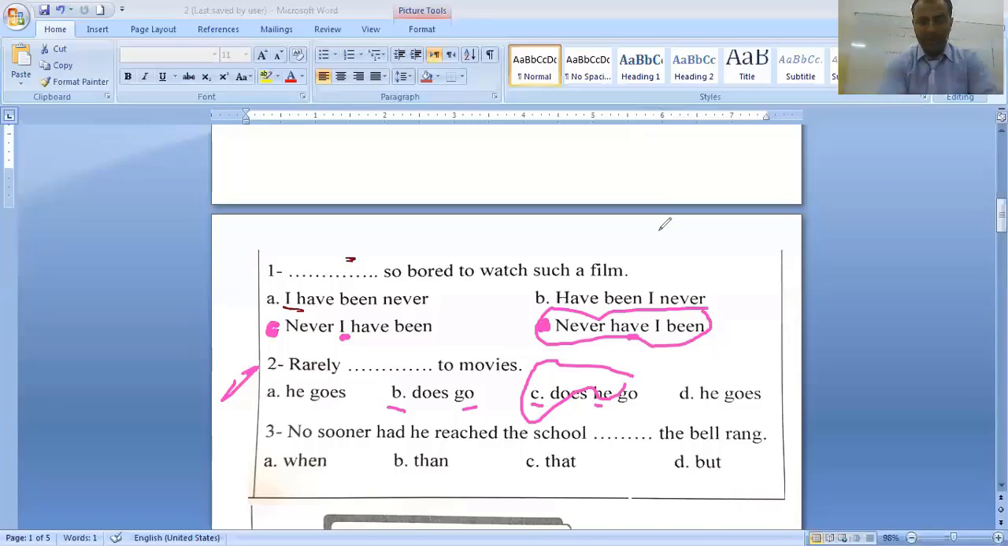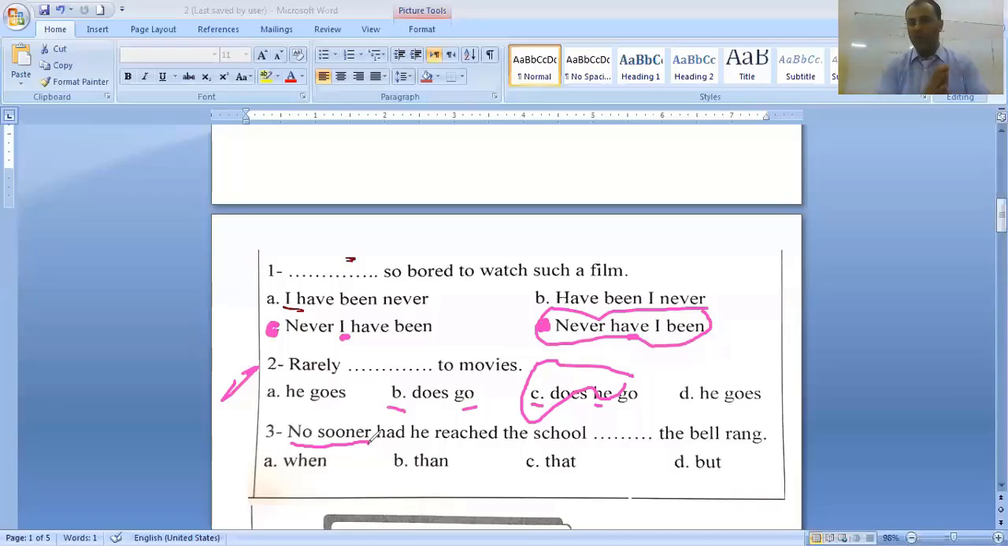Now we move to number 3. It's an inverted sentence too, but here it's a paired conjunction. A paired conjunction is a connector of two parts, like we have studied before, both and, either or, neither nor, the two parts. We put one part in the first sentence and the second part in the second sentence.